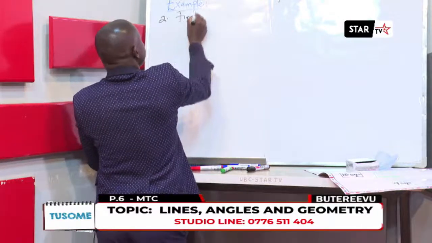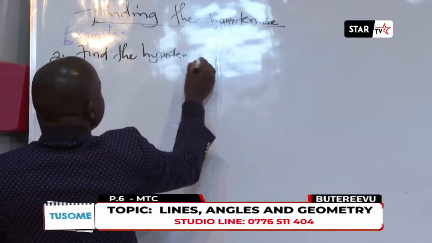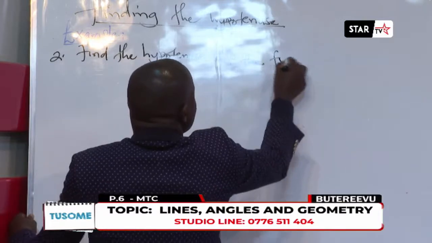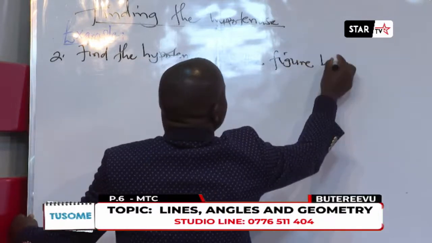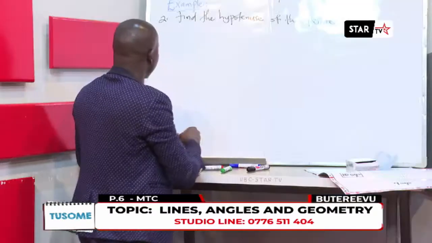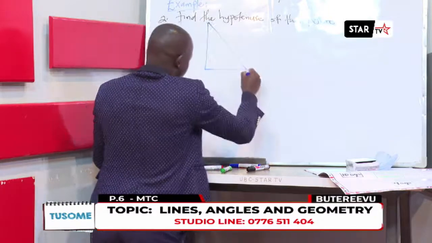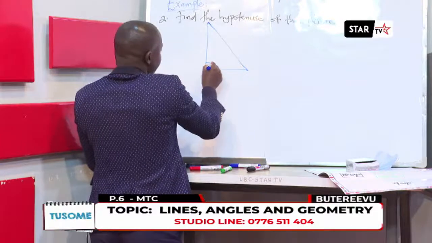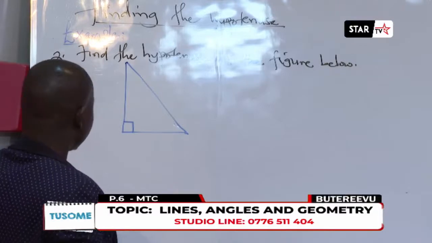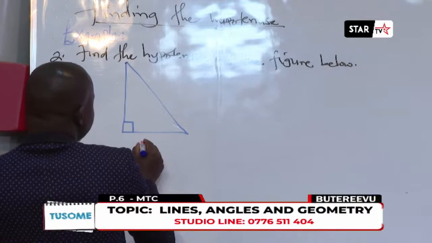Find the hypotenuse of the figure below. And our figure is the right-angled triangle. In that nature, there is a right angle somewhere. A right-angled triangle can be drawn in any form, but the most important thing is to realize.